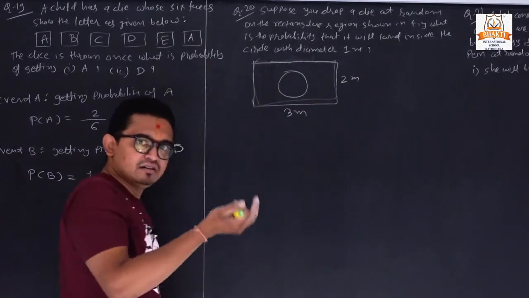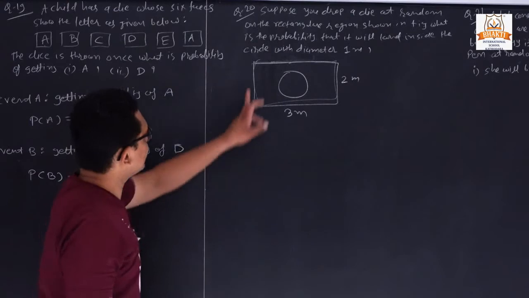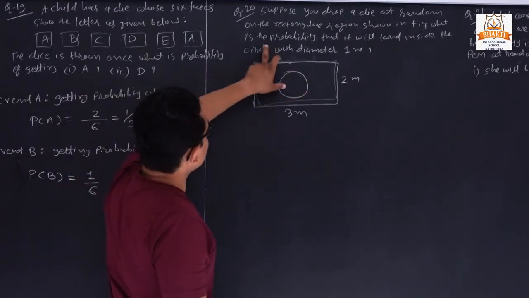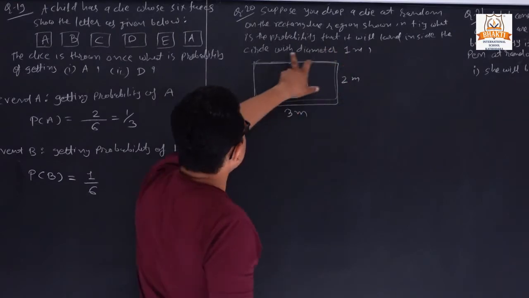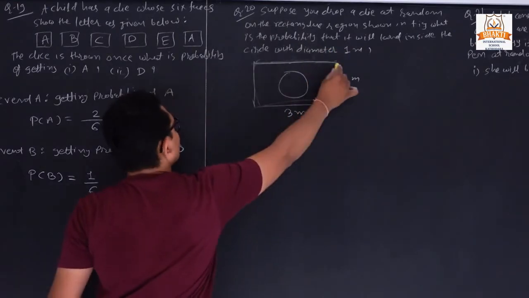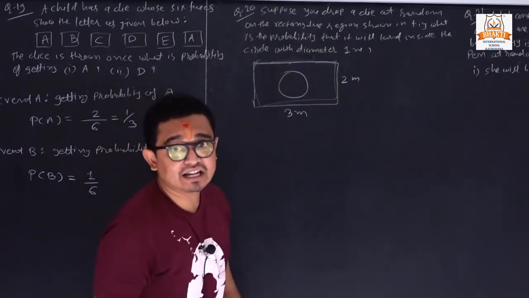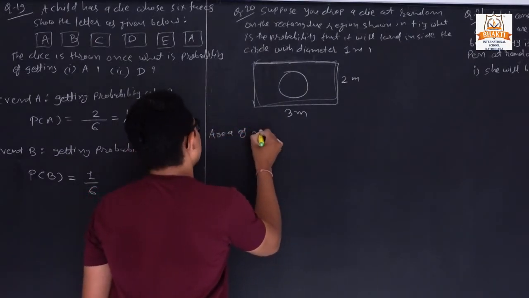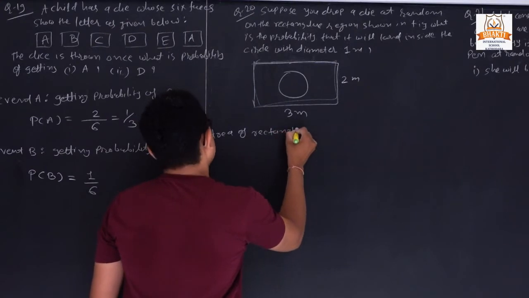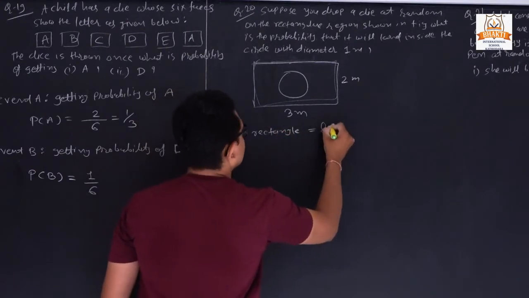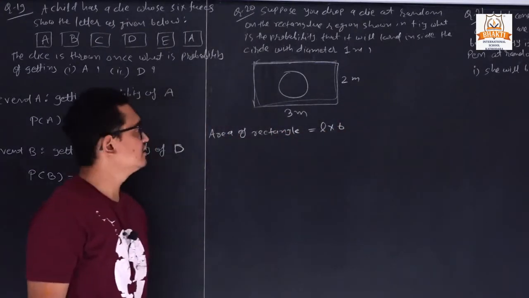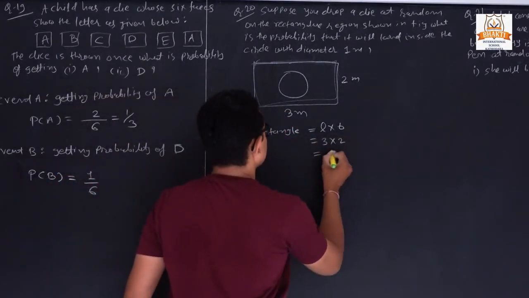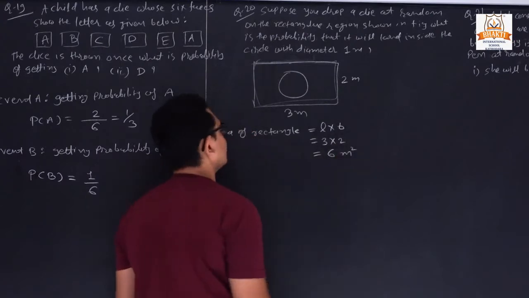Clear? We can put a die on a rectangular region as shown in the figure. So what is the probability it will land inside the circle? First of all, we need to find the area of the rectangle. Area of rectangle is equal to length into breadth. So 3 into 2, the answer is 6 meter square.